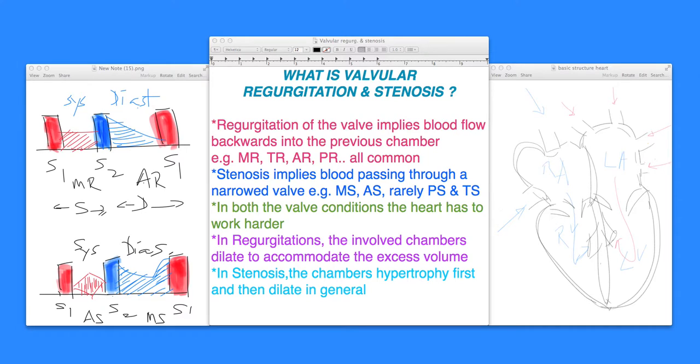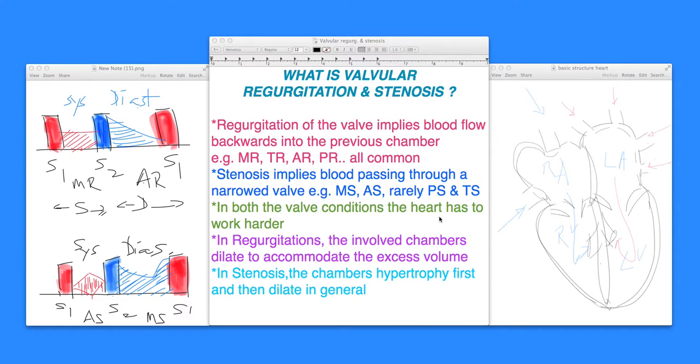Okay, now, regurgitation of the valve implies that the blood flows backwards into the previous chamber. Remember, when blood goes from the left atrium into the left ventricle, these valves should stay open because the flow is forwards. However, when the left ventricle is squeezing blood into the aorta, these valves should stay closed, shut totally. If they don't, that's when regurgitation occurs. That's a backward flow into the previous chamber.